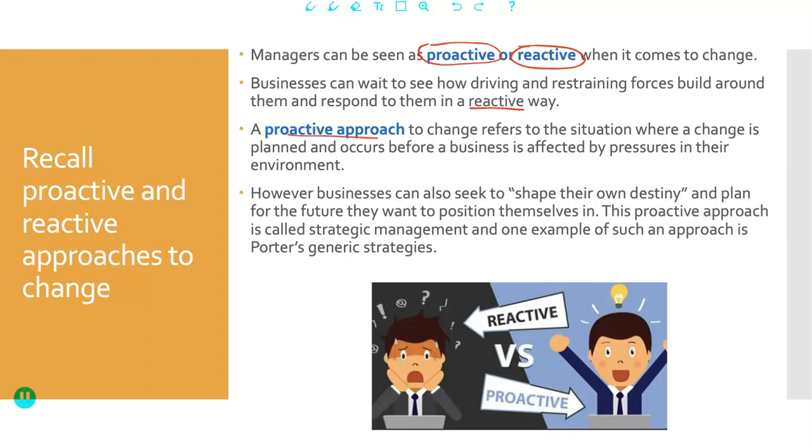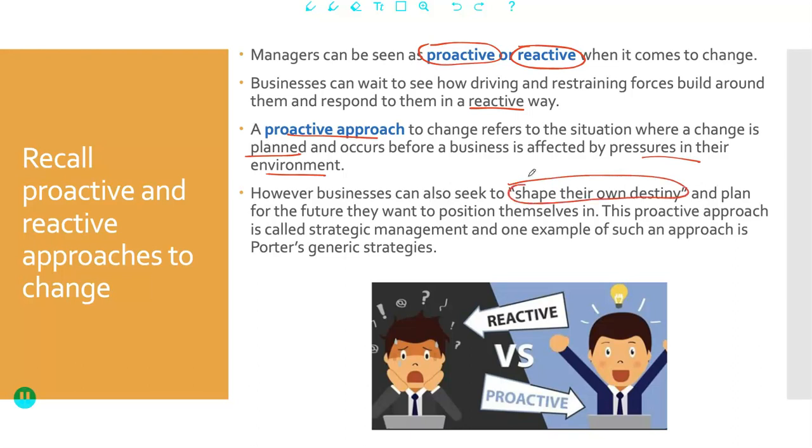By taking a proactive approach, this occurs when a business changes in a planned way, and this has occurred before the business is actually affected by the pressures in their environment. So they are essentially looking and thinking and reacting in a proactive way, so they're not actually going to be impacted negatively, and they have the time to plan. In a way, we would say that these businesses are shaping their own destiny.